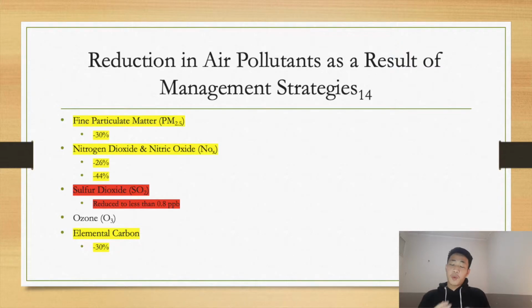And to be more in depth, from 2009 to 2017, fine particulate matter PM 2.5 has reduced by 30%. Nitrogen dioxide has been reduced by 26%, nitric oxide has been reduced by 44%, and black carbon has been reduced by 30%. In the same span, in the winter, sulfur dioxide has also reduced to less than 0.8 parts per billion. So let's move on to noise pollution.